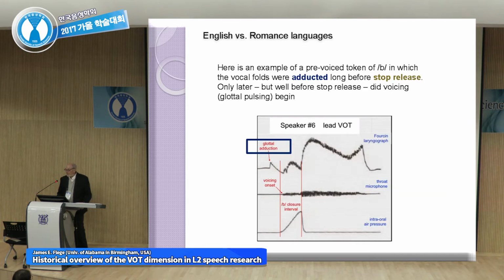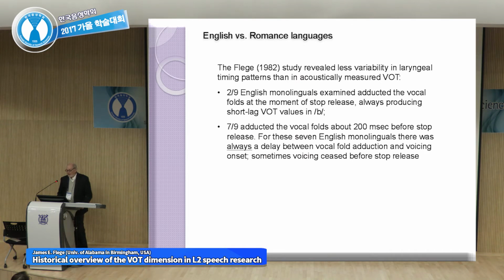Here's an example of a pre-voiced token of English B in which the vocal folds were adducted long before stop release. Only later, but well before stop release, did voicing, that is glottal pulsing, begin. This study revealed less variability in laryngeal timing patterns than in acoustically measured VOT. 2 out of the 9 monolinguals that we examined adducted the vocal folds at the moment of stop release, always producing short lag VOT values in B.